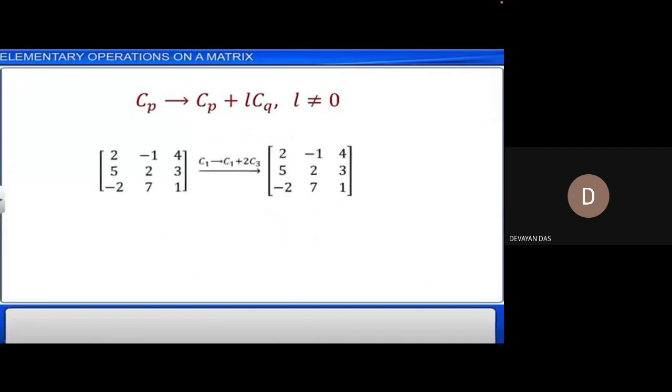Example. Yes, sir. Here, can anyone do this? C1 tends to C1 plus 2C3. If you understood, what will the first column change to? What will the first element in the first column become? 2, 5, -2 will change. How will 2 change?